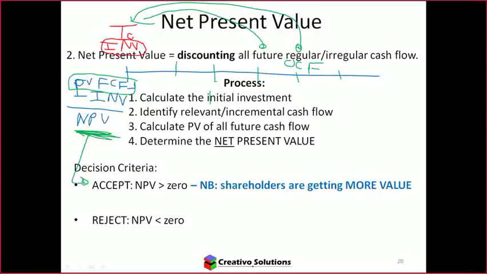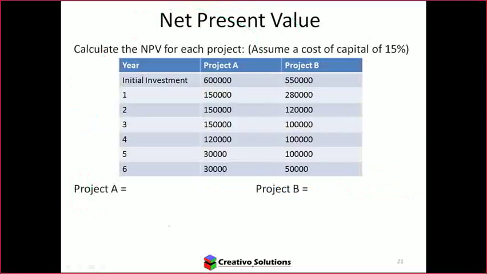Correct. When do I accept? When it's greater. Why? Because they're getting more value. Correct. And when do I reject? When it's below zero. Exactly. All right, so let's see if you guys can work out the NPV for A and B. Okay, Tammy, you give us A's answer when you get it. And then Kyle, give us B's answer when you get it.